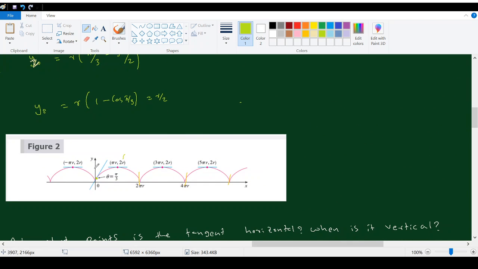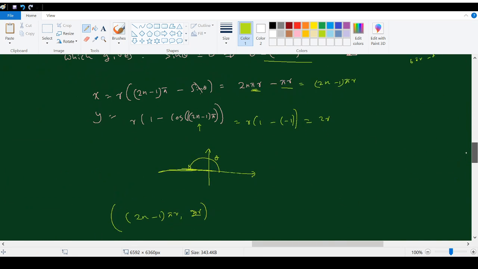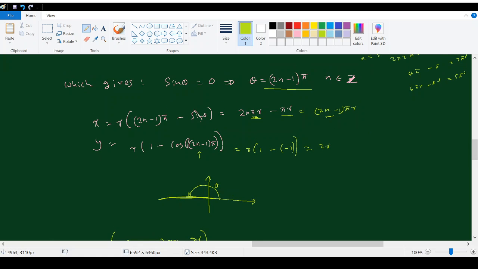You can even see that information in this diagram. See, for all the odd multiples of pi times r, you have a horizontal tangent, right? See, for all these things you will get a horizontal tangent, and you can obtain these terms by substituting negative values for the integer n written here, right?